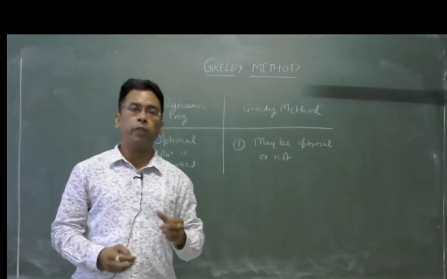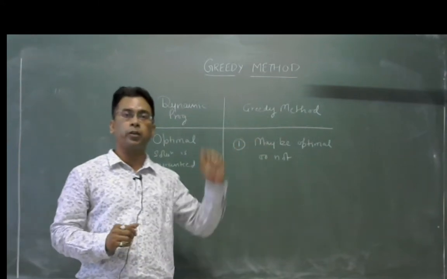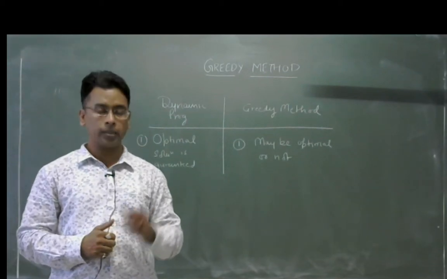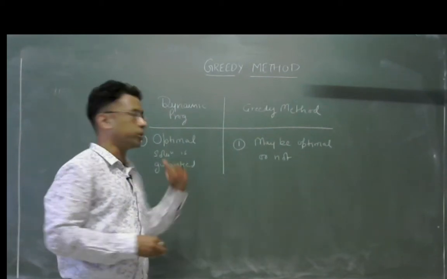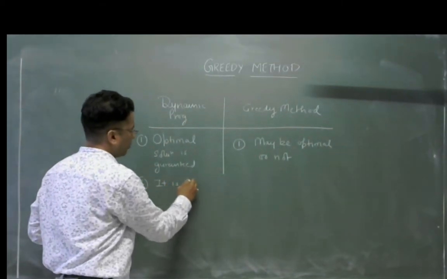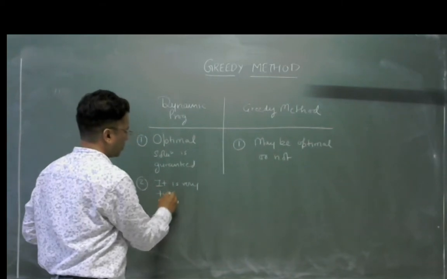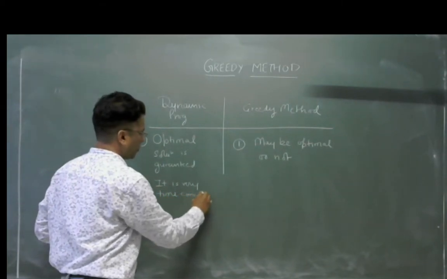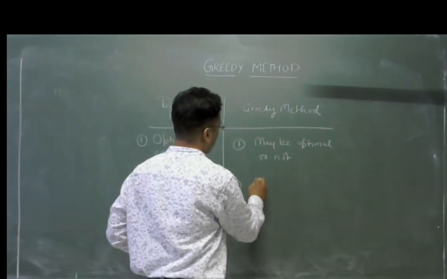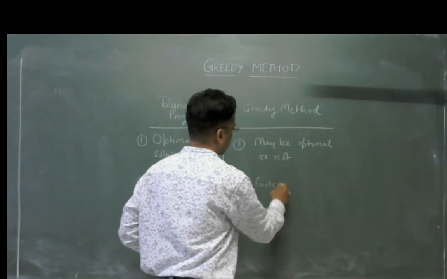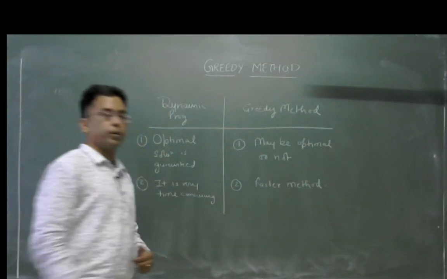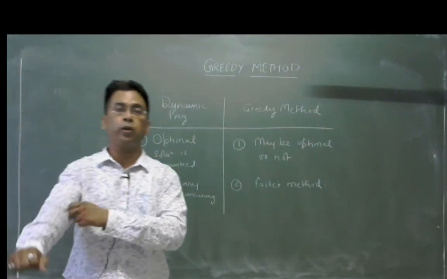But why would we go for a method which does not give the guarantee that the answer would be the optimal one? The reason for this is that the other method is very time consuming, and this one is a faster method. This is the point: the greedy approach gives you a very fast solution.